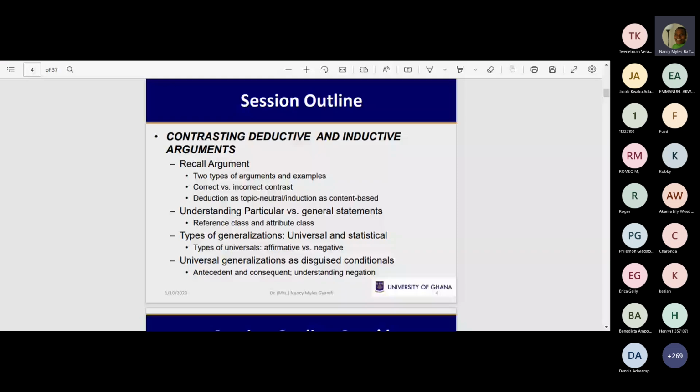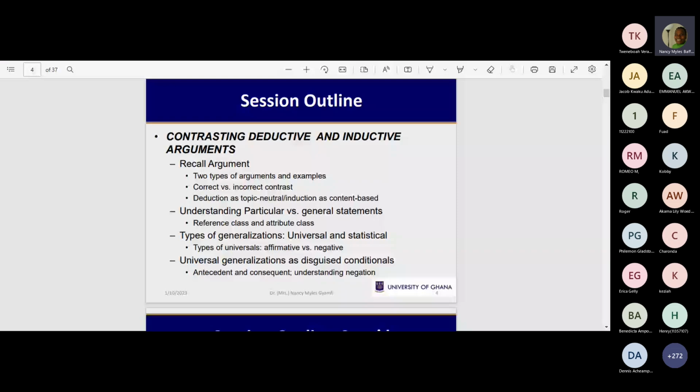Remember definiendum and definiens in definitions? It's something around that when you say reference class and attribute class of a statement. Just like in English, we talk about subject and predicate. So even in the outline, you should have a fair idea of what helps you look out for a statement that you will call particular versus the one that you will call general. What will you look at? You are advised to look at the reference class and see how it relates to or differs from the attribute. We'll see it shortly.